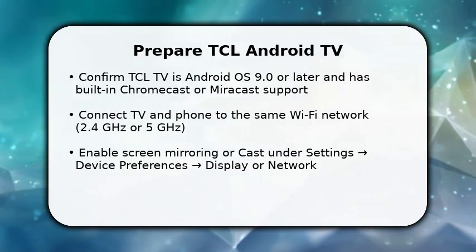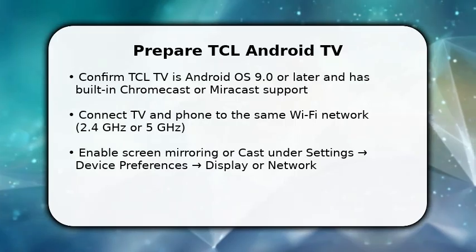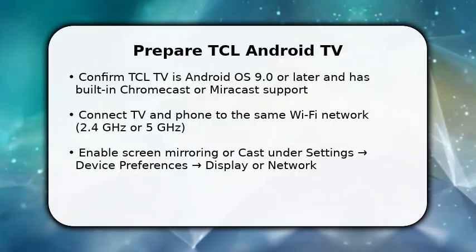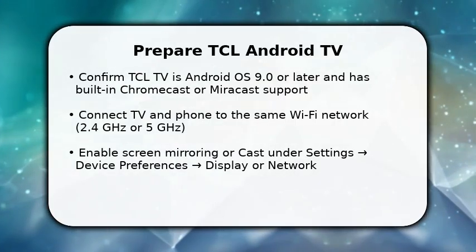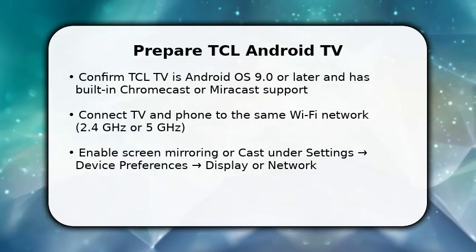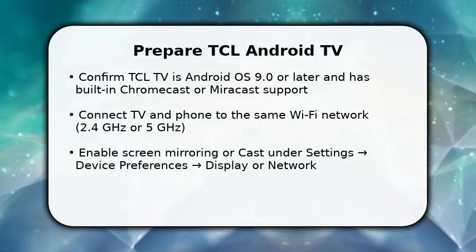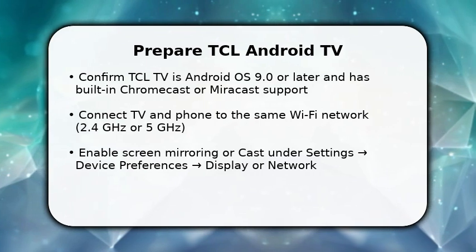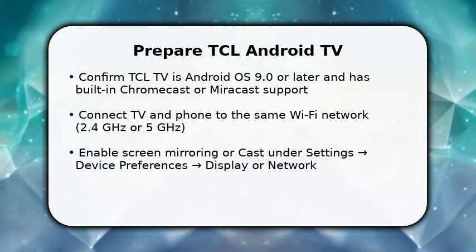On your phone, open Wi-Fi and join the same network as the TV. Then open Quick Settings or the Google Home app. Look for cast, screencast, or wireless display. Once you see the TV listed, tap it to begin the connection handshake and wait for the TV to accept.